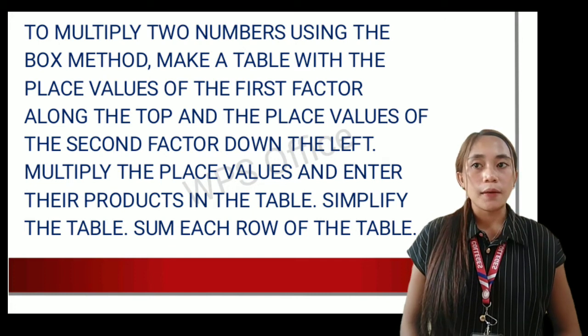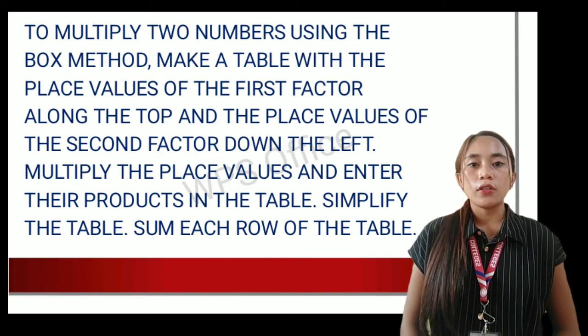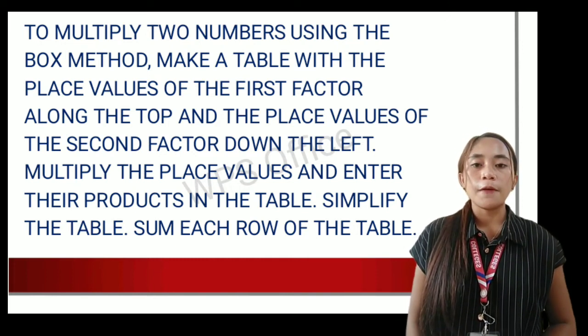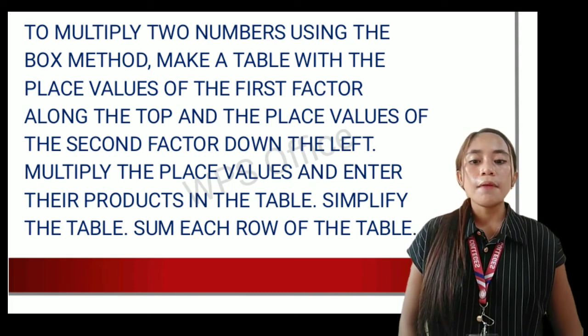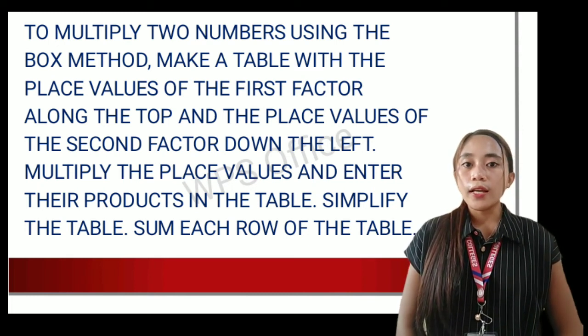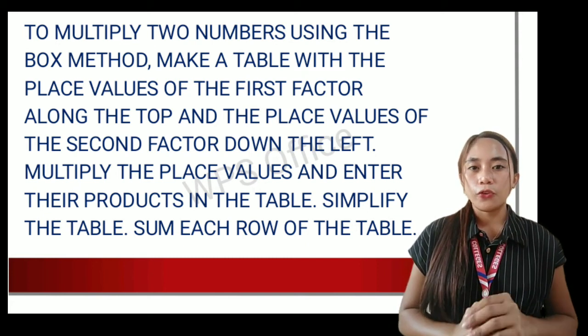So, 20 times 40 una, that is 800. And then, simplify the table. So, follow 20 times 6, 40 times 8 as well. Then, sum each row of the table. So, add them all. So, our result is 1,248.